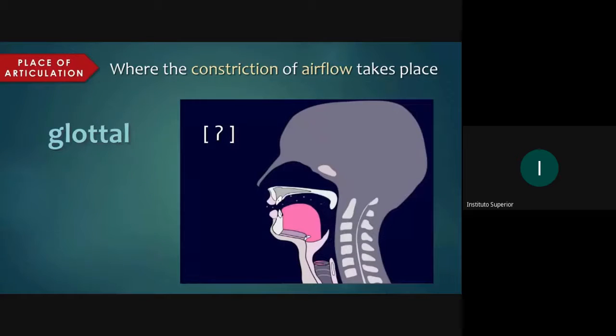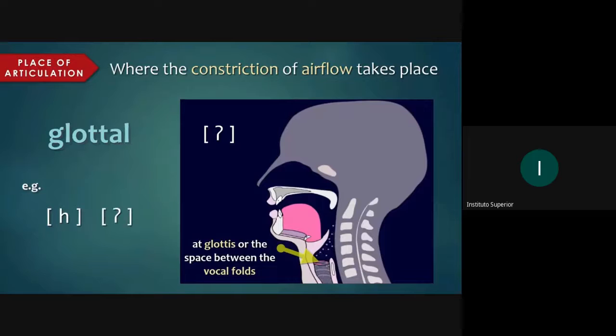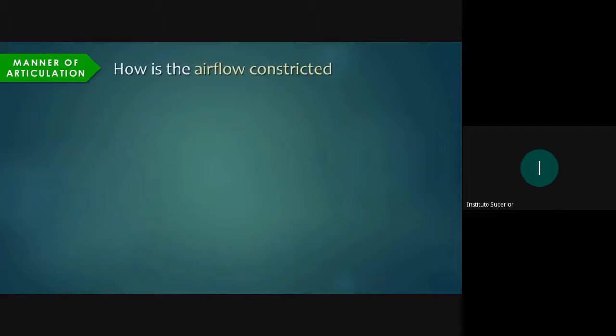And glottal sounds are produced at the glottis, or the space between the vocal folds, such as h, or the catch in the throat, as in Batman. Manner of articulation refers to how the airflow is constricted in the vocal tract.